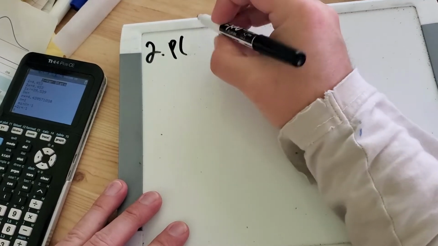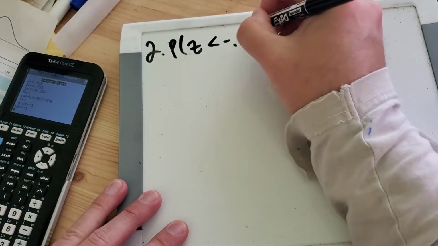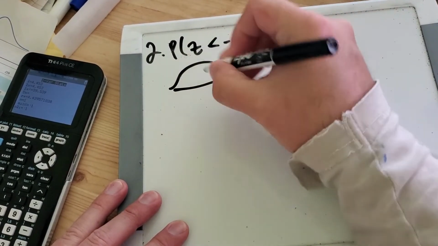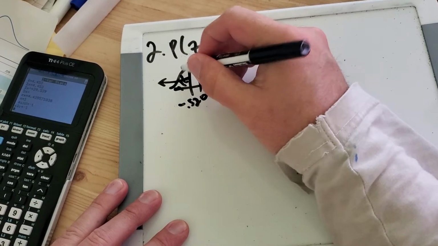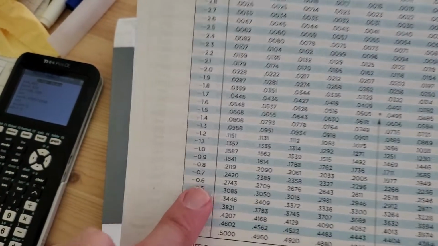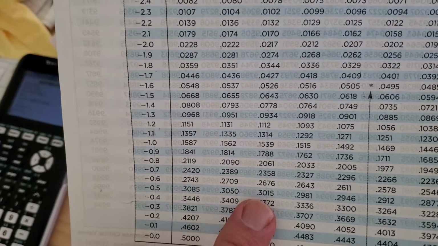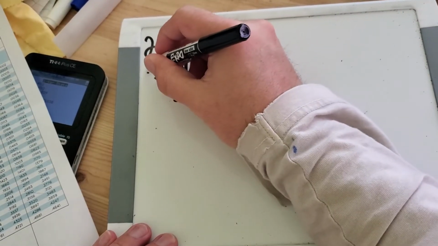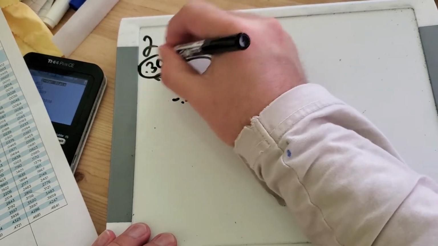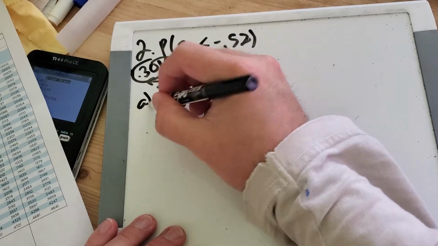So the probability that z is less than negative 0.52, so it's to the left of negative 0.52. I want this area here. That's exactly what the chart's going to tell me. Negative 0.52, I get 0.3015, and that's it. Done. 0.3015. So that's part A.